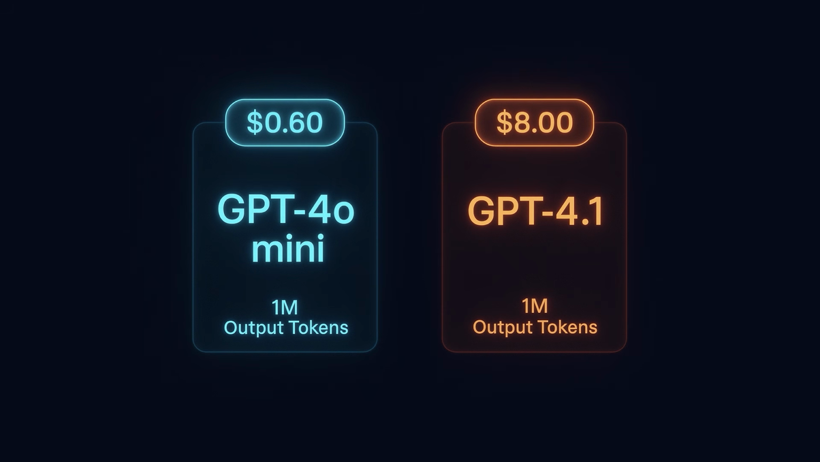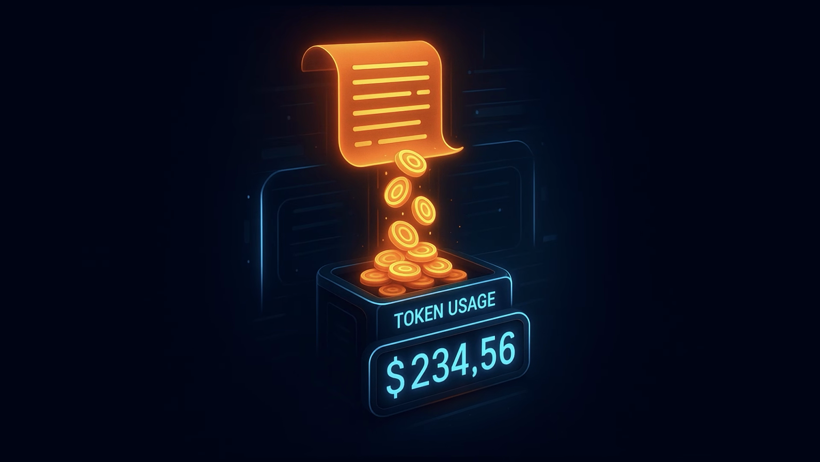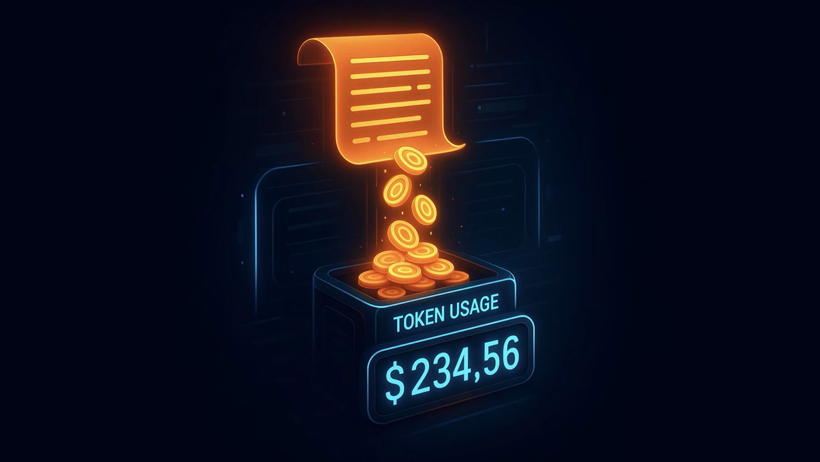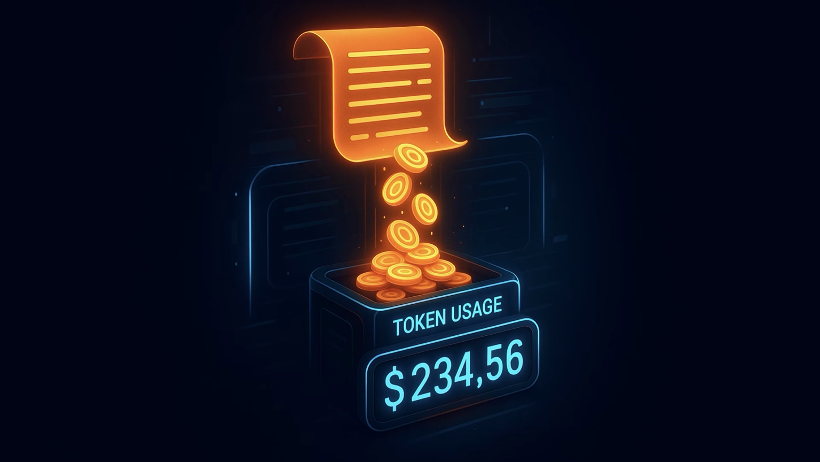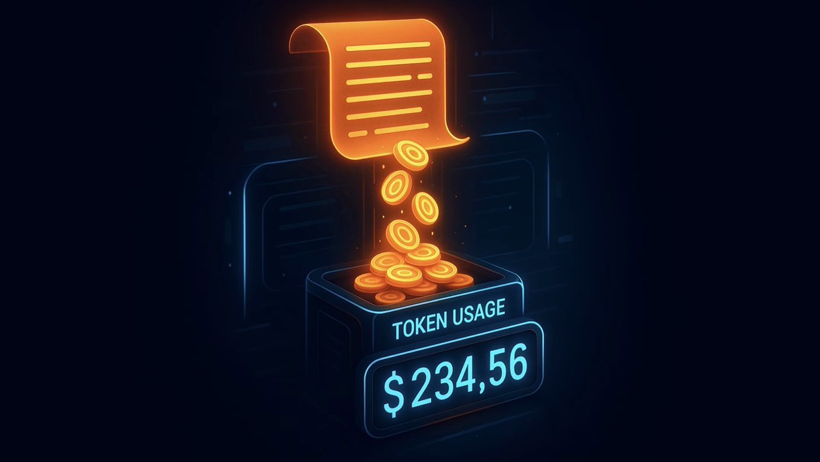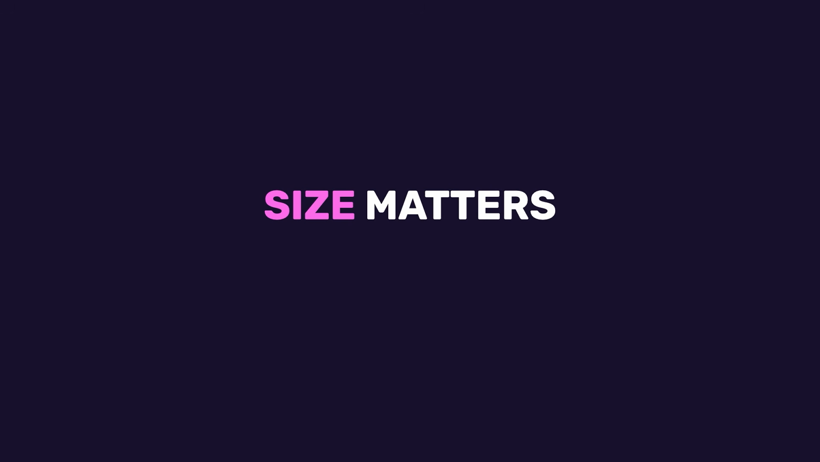With GPT 4.1, the same task would cost $8. That's 13 times more. So if you're summarizing long documents or generating large amounts of content, token usage and therefore cost can add up quickly. That's why when choosing a model, cost should be one of the key factors.